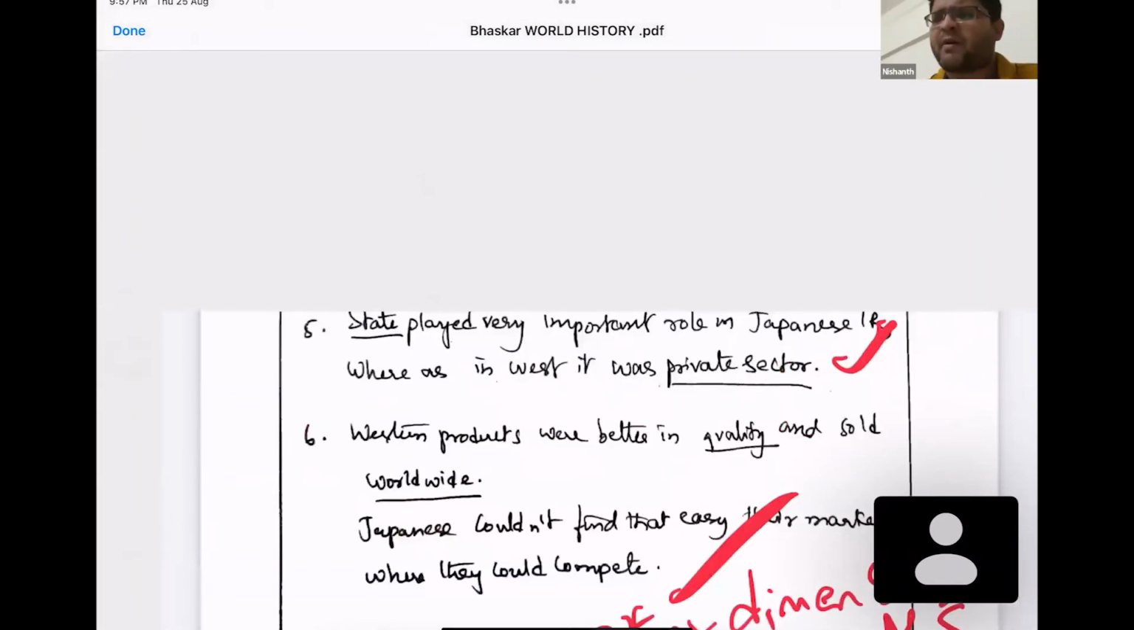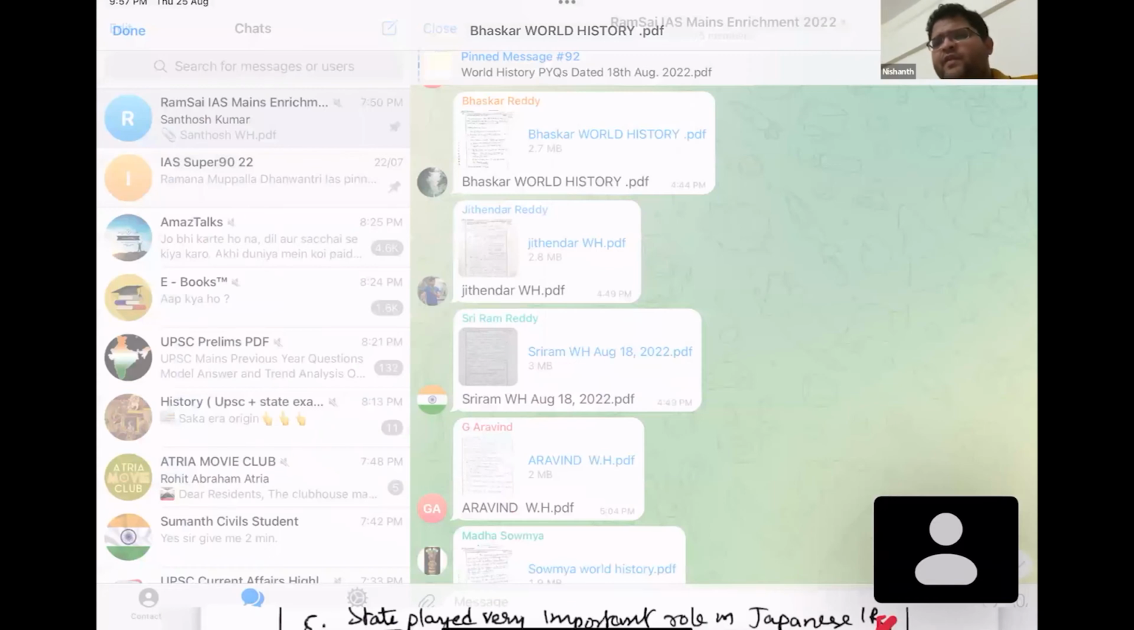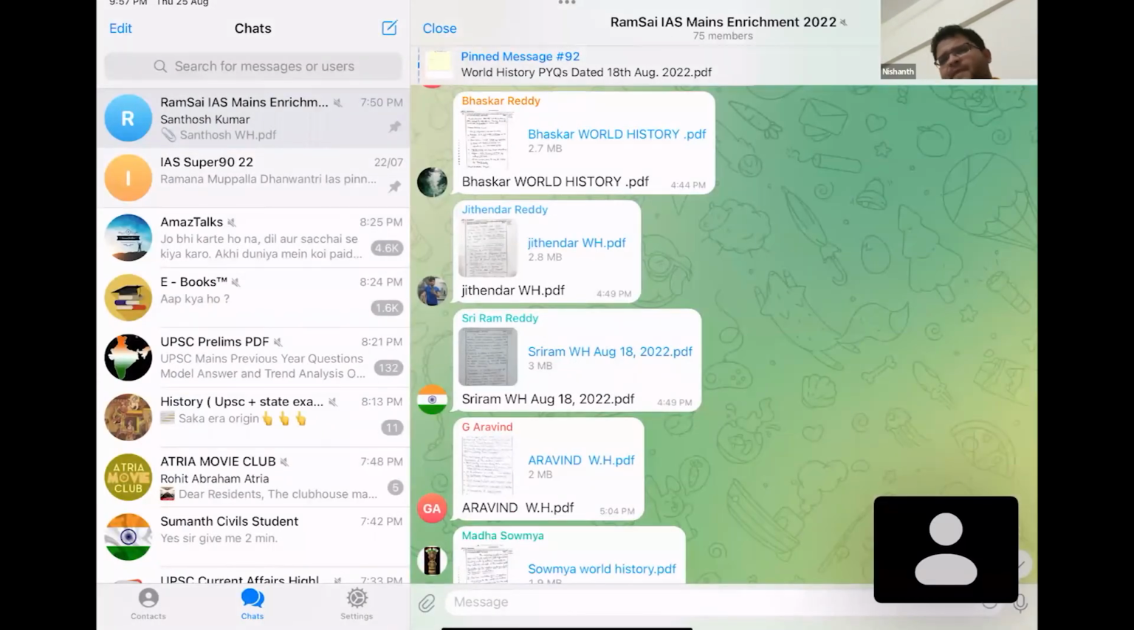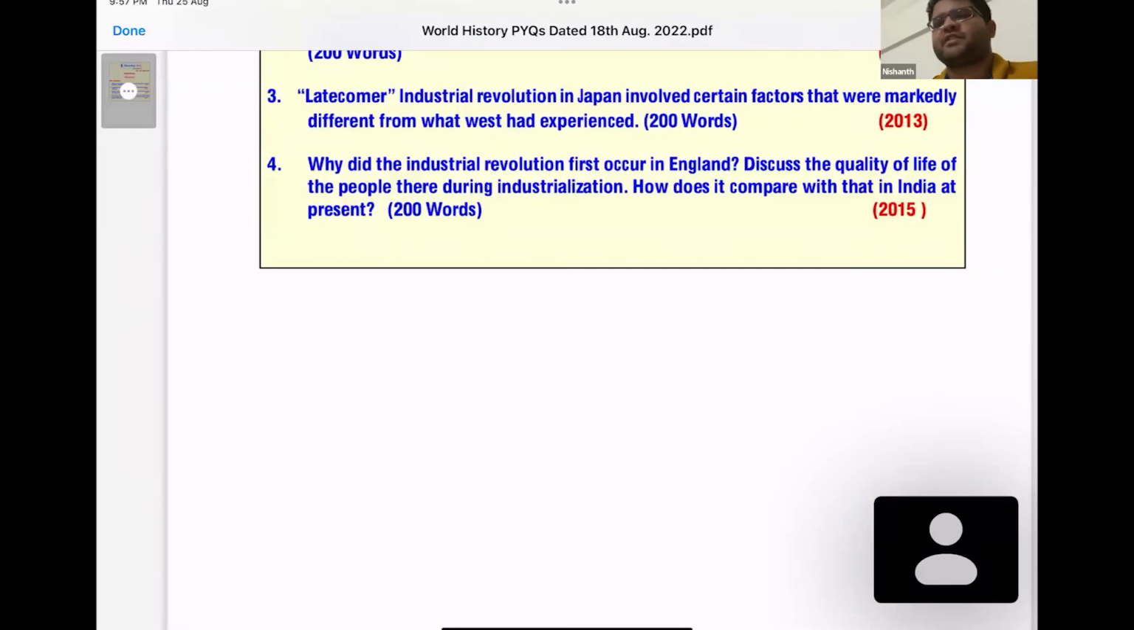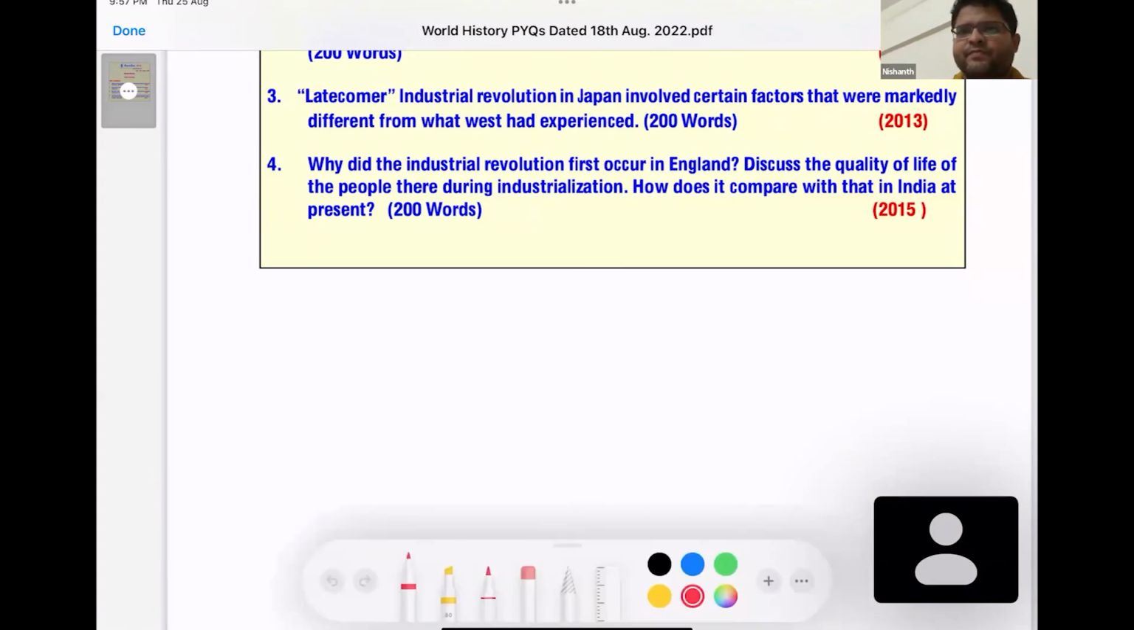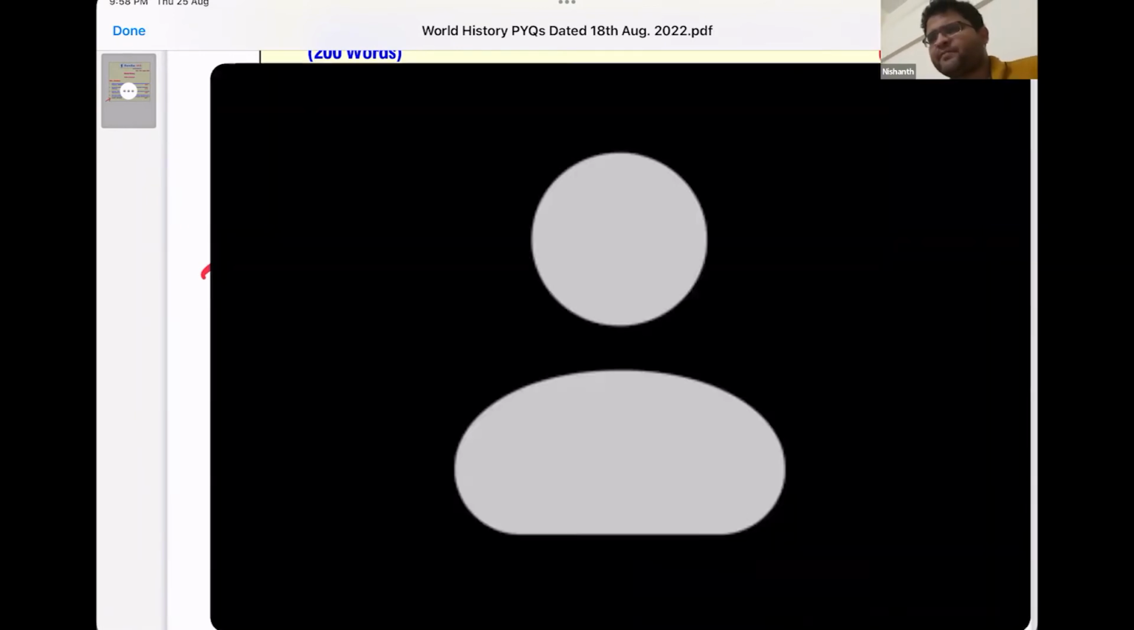See the last question, probably one of the easiest questions, but one of the very favorite questions of UPSC. Every alternate year, this question will come. You can write the answer and see the question then. Such is the importance attached to this question. Why did the Industrial Revolution first occur in England? Discuss the quality of life of the people during the industrialization. How does it compare with that in India at present? Take a couple of minutes and answer this question. Last question of the day.